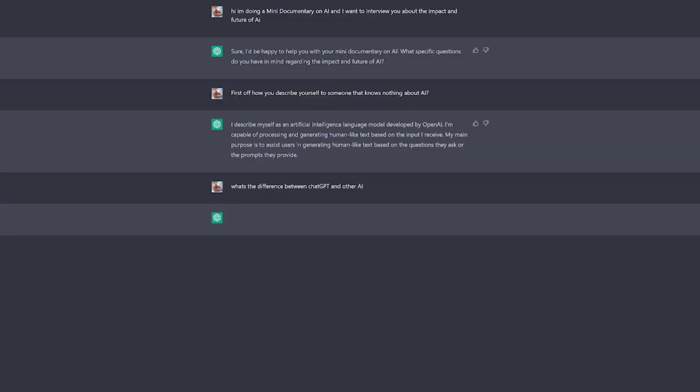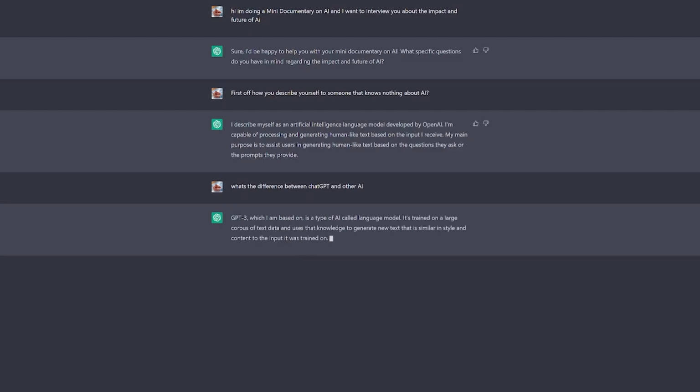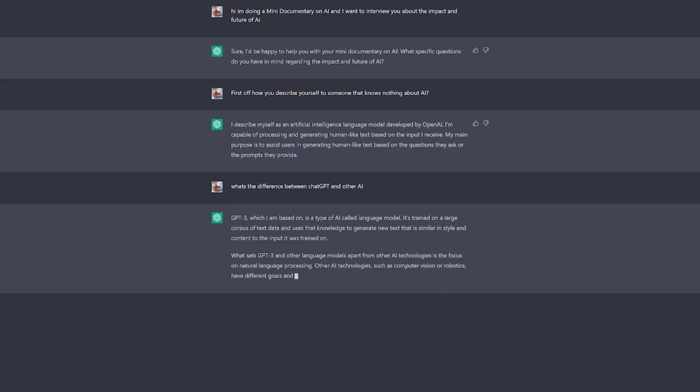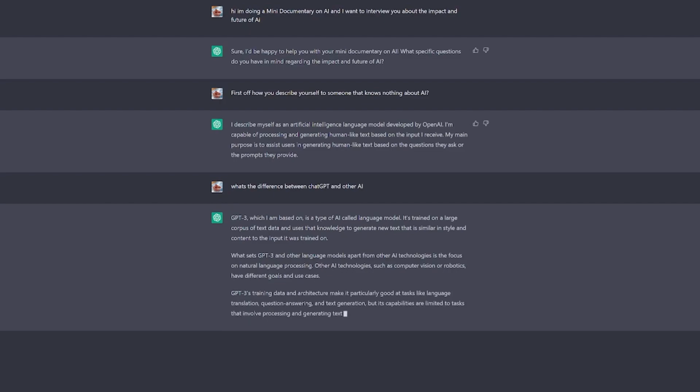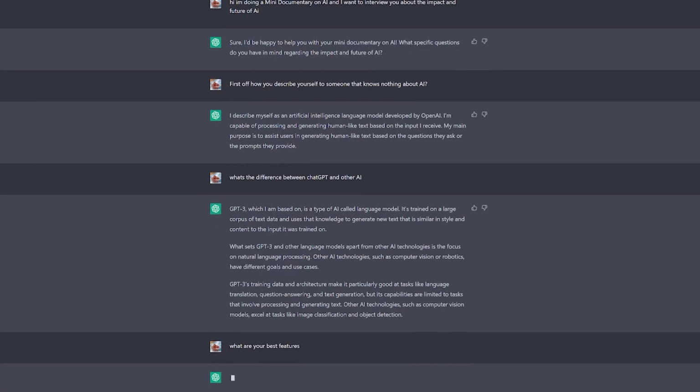GPT-3, which I am based on, is a type of AI called a language model. It's trained on a large corpus of text data and uses that knowledge to generate new text that is similar in style and content to the input it was trained on. What sets GPT-3 and other language models apart from other AI technologies is the focus on natural language processing. Other AI technologies, such as computer vision or robotics, have different goals and use cases. GPT-3's training data and architecture make it particularly good at tasks like language translation, question answering, and text generation.